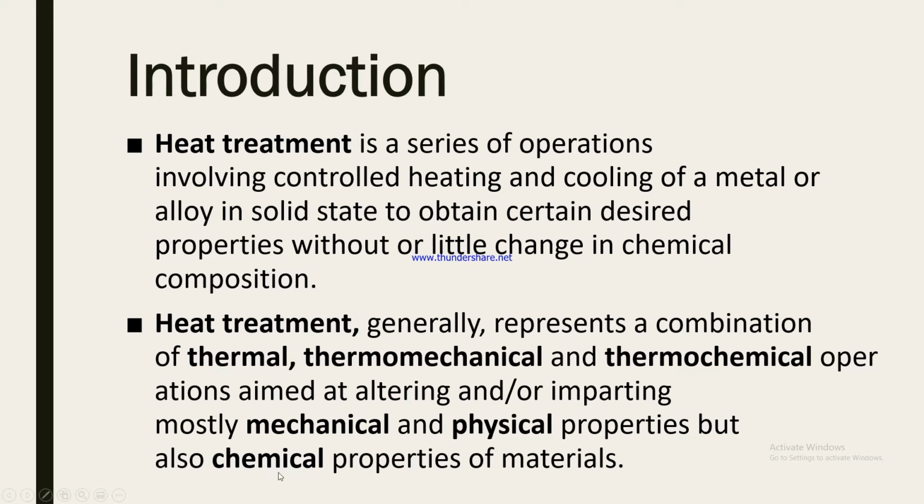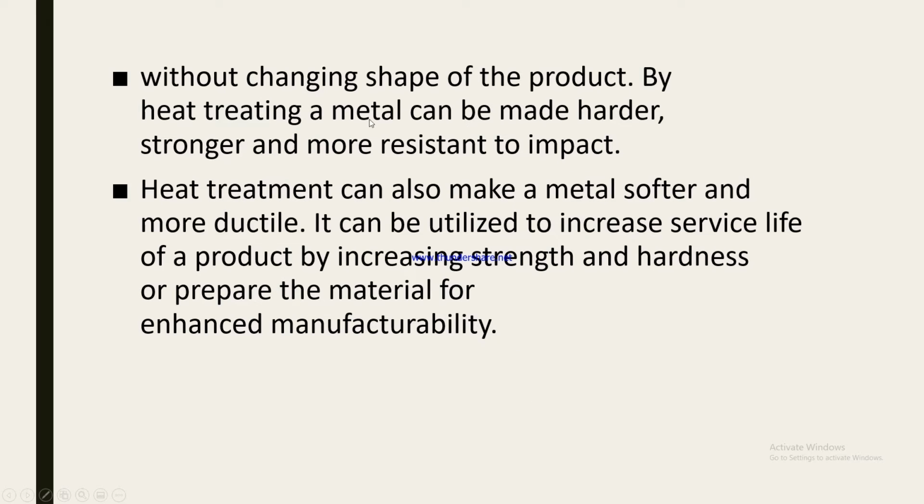By heat treating, a metal can be made harder, stronger, and more resistant. It means here the thing we discuss is, in heat treatment we can enhance the properties of some material by treating it with heat, but not by destroying its shape or the physical appearance. Heat treatment can also make a metal softer and more ductile. It means heat treatment processes could be applied on a material to make it more ductile or softer.